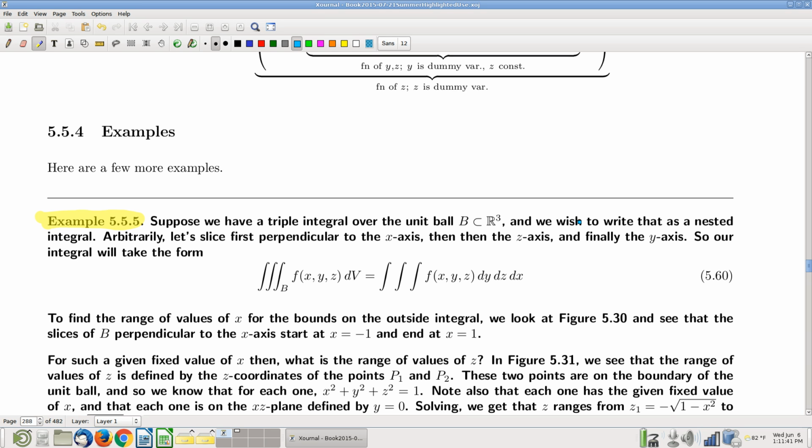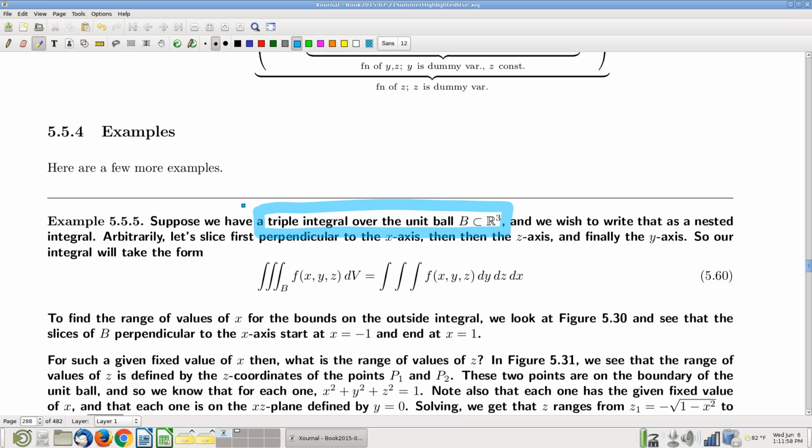Okay. All right. So next example. We're going to do a triple integral over a ball, the unit ball in R3. Now again, why are we doing a triple integral over the unit ball in R3? Maybe we want to compute the mass inside the ball and we're given density.